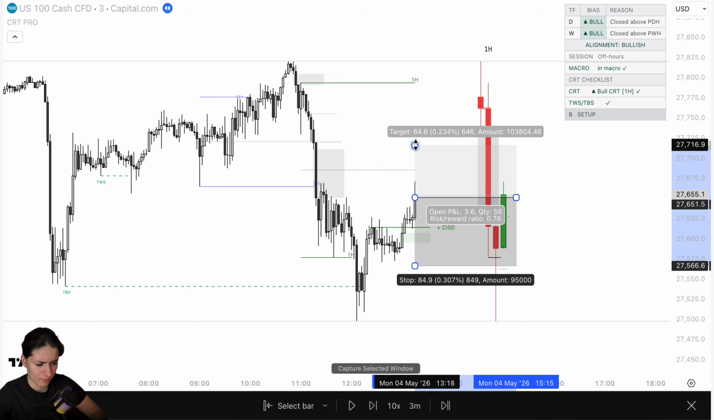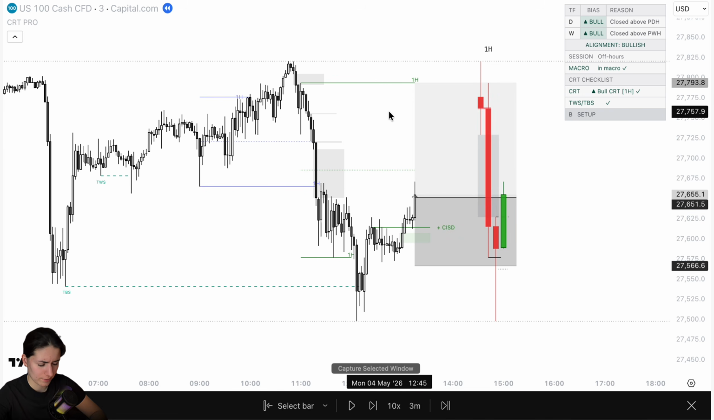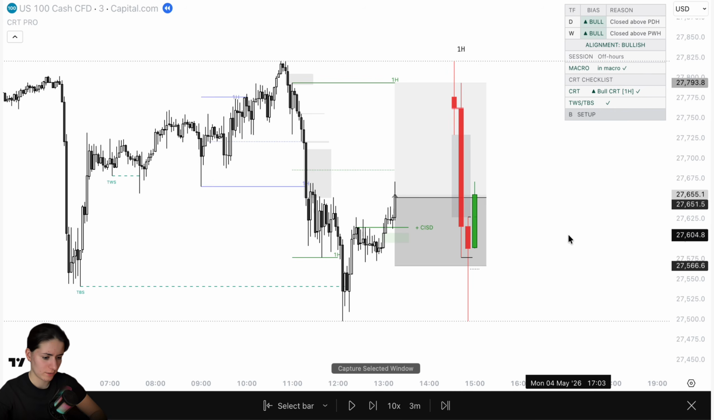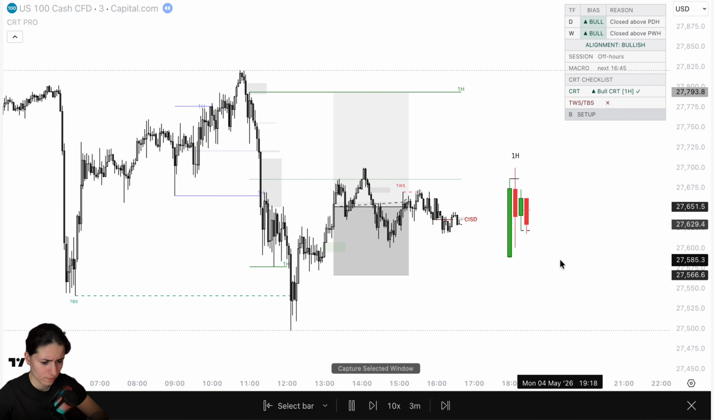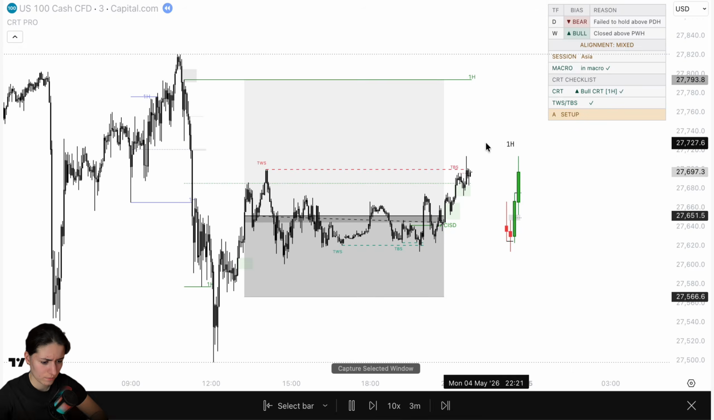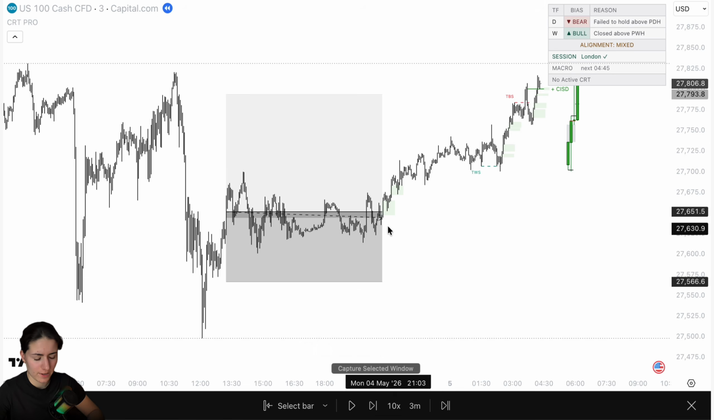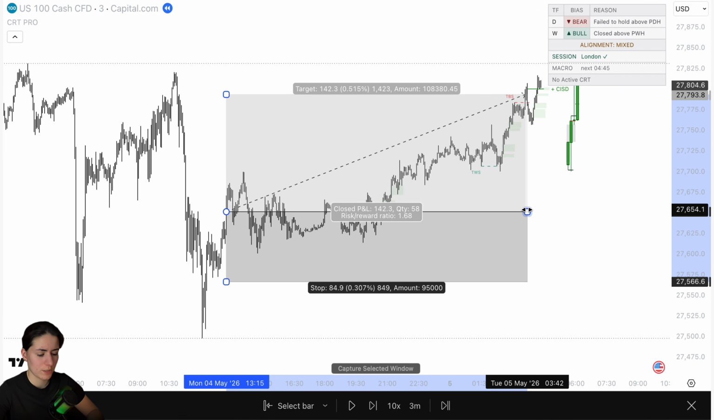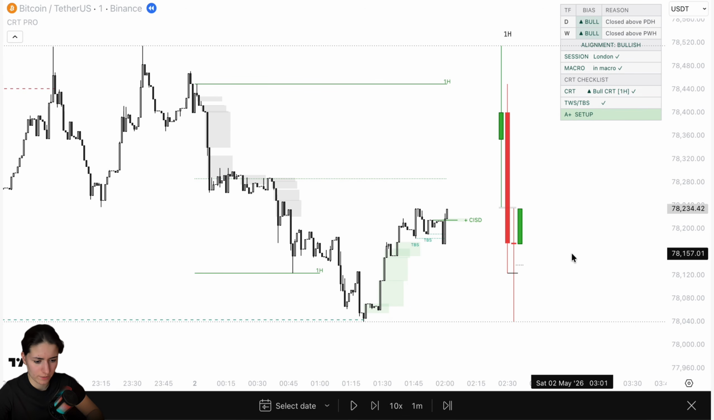Our stop loss will be below the swing low and take profit at the opposite CRT line. This is exactly the kind of confluence I look for: sweep, timing, and bias alignment. Now let's break down a second example.